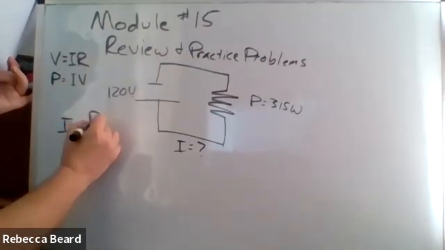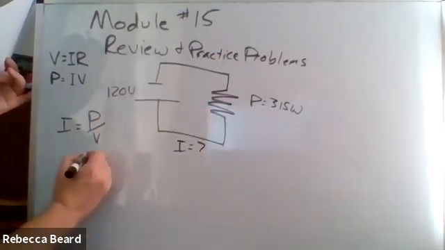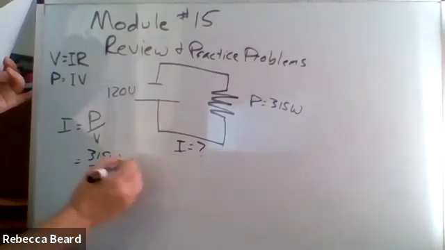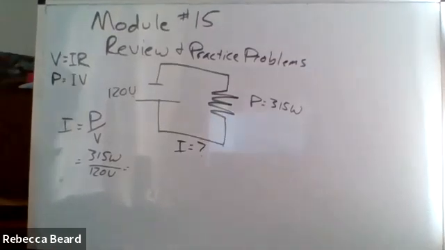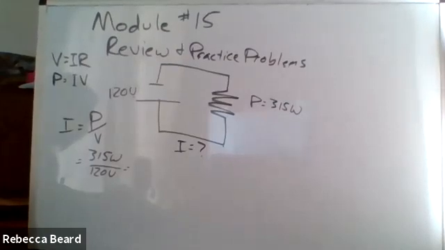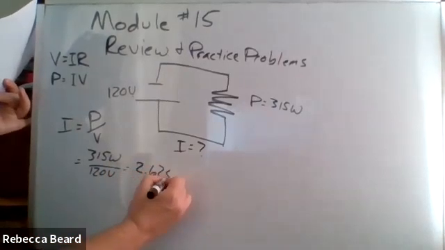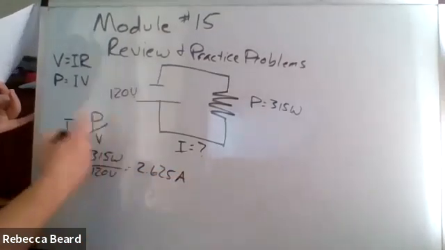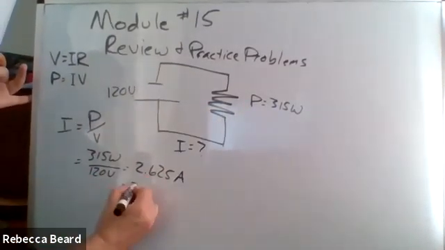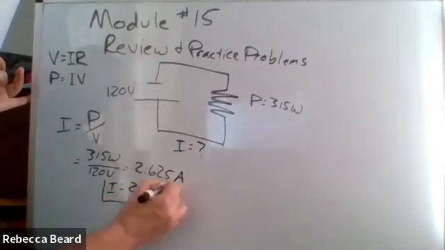We're going to have current is power divided by voltage, which in this case is going to be 315 watts divided by 120 volts, which is going to equal calculator time again. Was it 315 divided by 120? I've got 2.625. And that's going to be amps. So getting that into significant figures, we've got 3, so we're going to keep 3. So we're going to say that's 2.63 amps is our final answer.